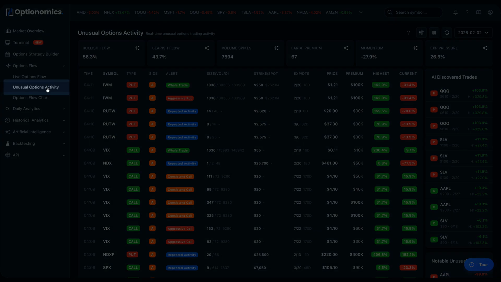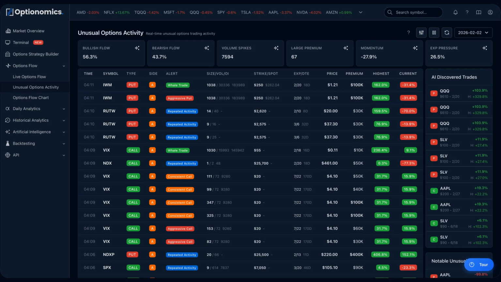Unusual options activity. This is a special page where we've already filtered the options flow, using smart pattern detection to highlight trades that are out of the ordinary. This way, you get the signal without having to sift through thousands of trades yourself.